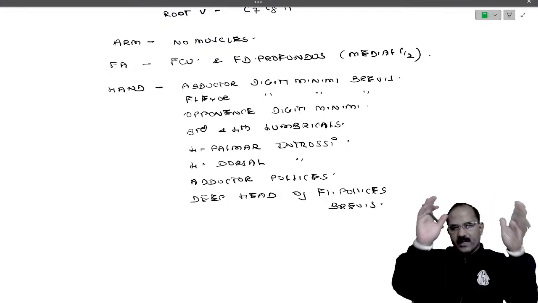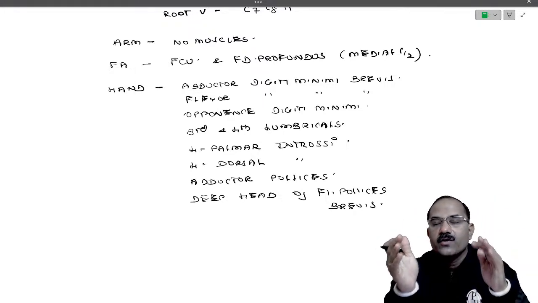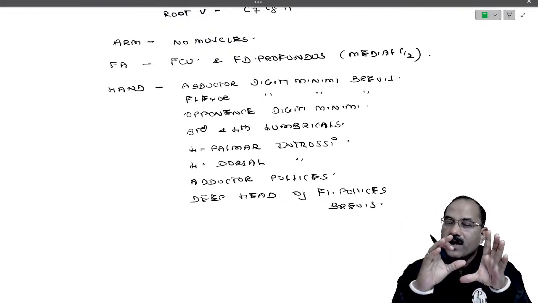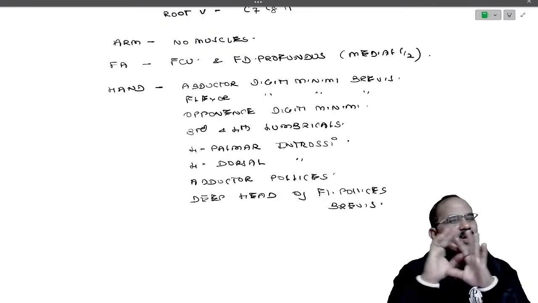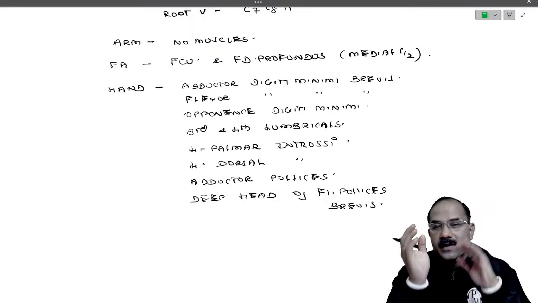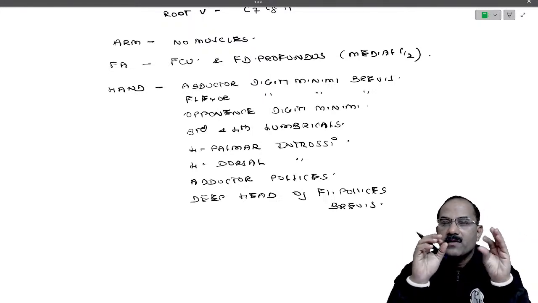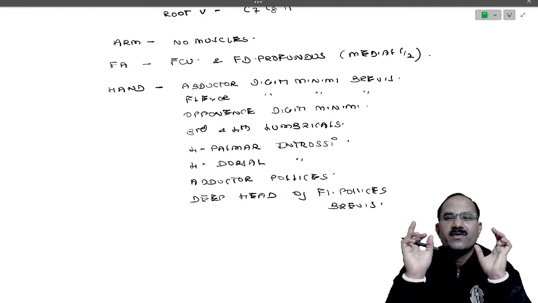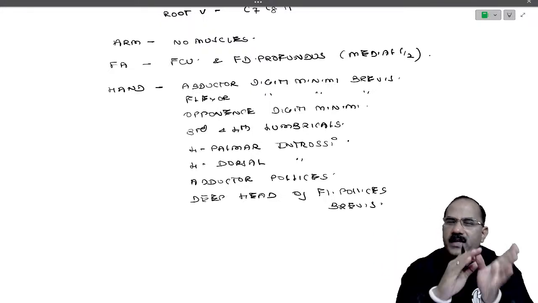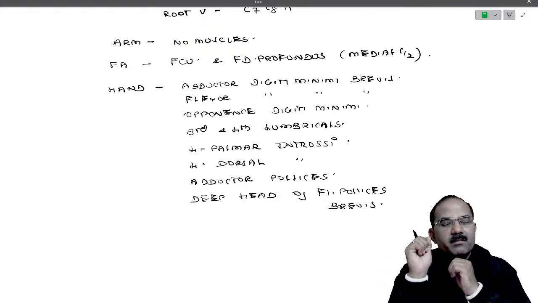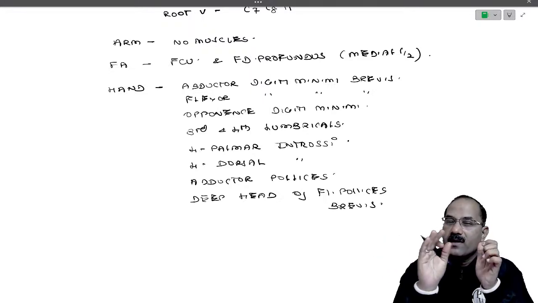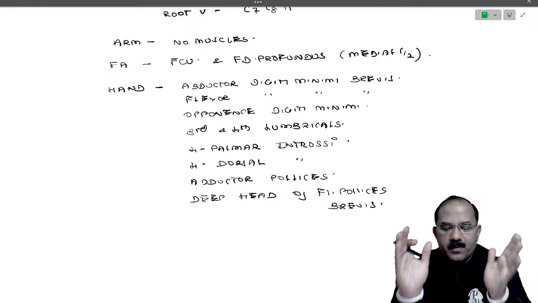Clear? So once again, ulnar nerve is a branch of which cord? Medial cord. What is its root value? C7, C8, T1. What are the muscles supplied by ulnar nerve in the arm? No muscles. In the forearm, 2 muscles, 1.5 exactly, flexor carpi ulnaris and the medial half of profundus. How many muscles in the hand? 15 muscles, right? Among them 3 muscles of hypothenar eminence: abductor digiti minimi brevis, flexor digiti minimi brevis, opponens digiti minimi, third and fourth lumbricals, 4 palmar interossei, 4 dorsal interossei, adductor pollicis and the deep head of flexor pollicis brevis.